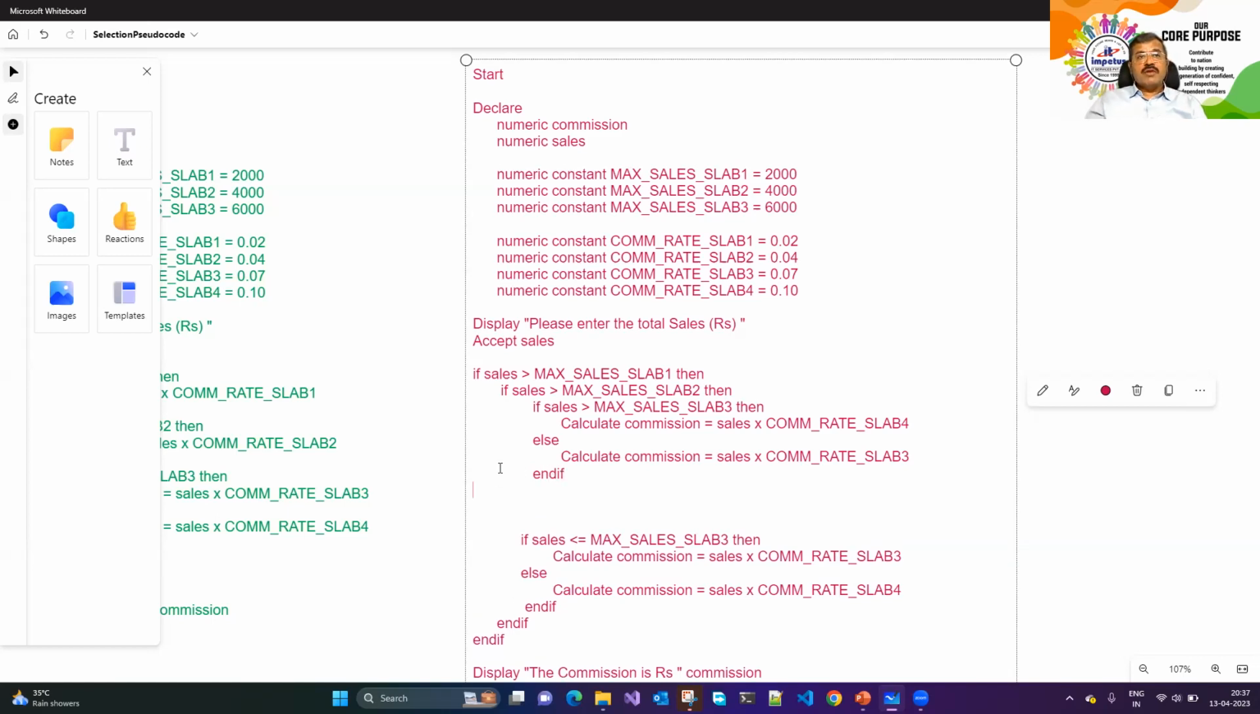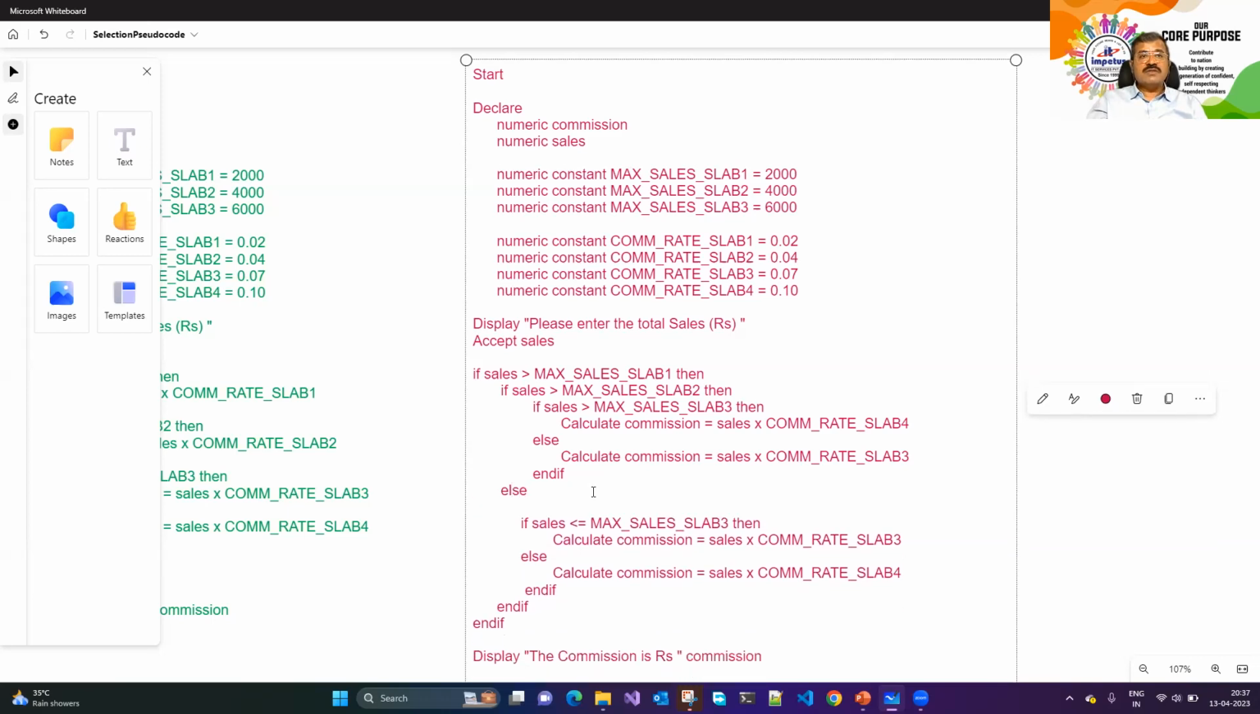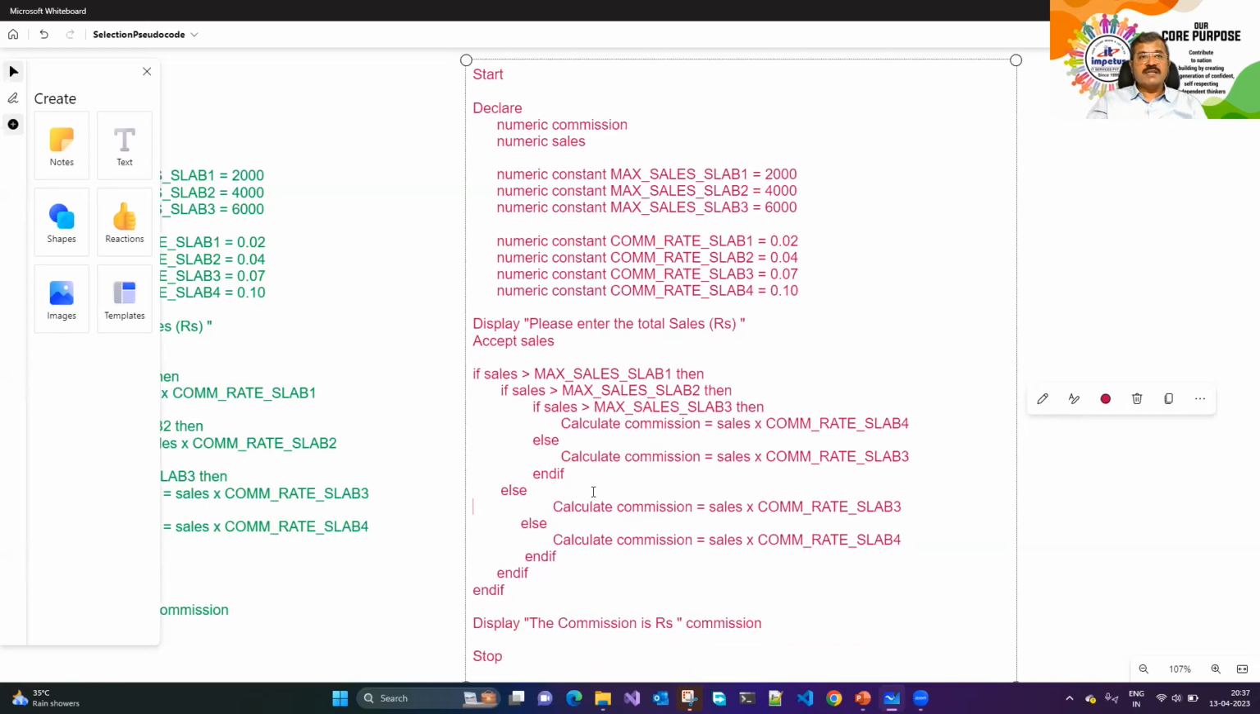But it could so happen the first condition is true and the second condition is false. That's also a possibility. If the second condition is false, we'll have to do some calculation. So in that case, tell me, if the first condition is true, it is greater than 2,000, but it is not greater than 4,000. What does it mean?